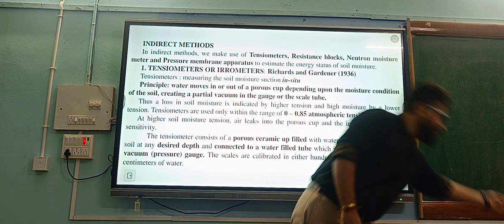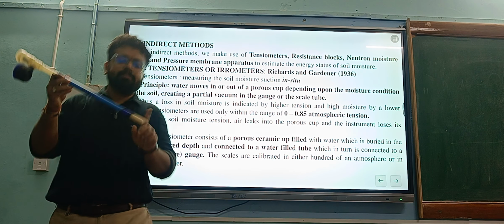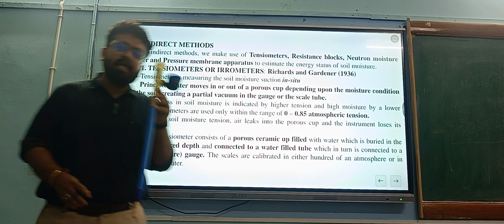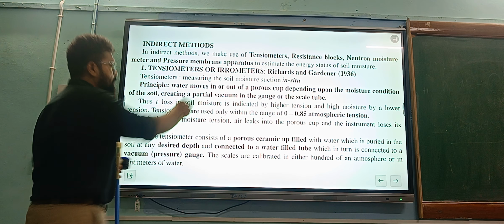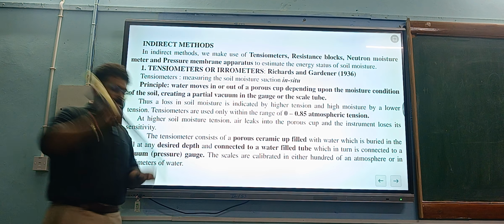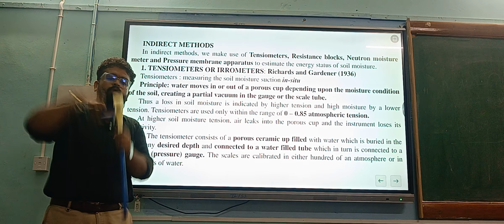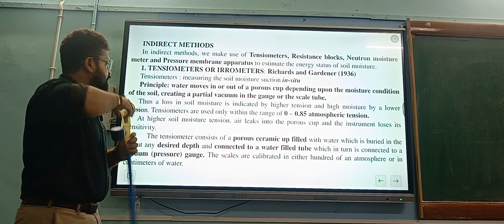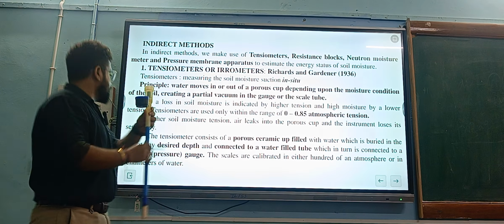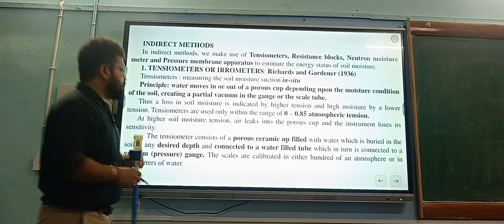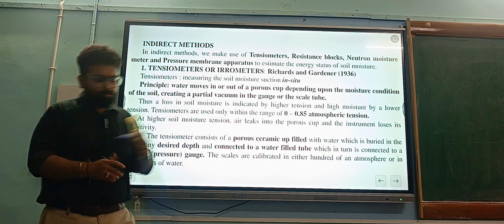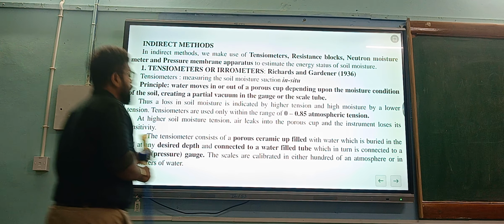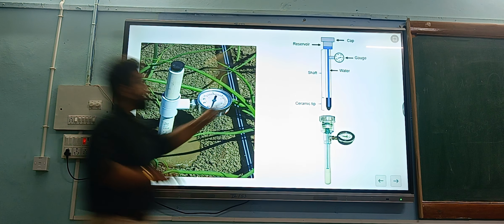This is the soil tensiometer. We call it an aerometer. This is the porous cup and this is the cap. This instrument is suitable up to 0.85 bar atmospheric tension. The tensiometer consists of a porous ceramic cup filled with water. We can open this cap and fill it with water, and it is then connected to a water-filled tube, which in turn is connected to a pressure vacuum gauge. The scales are calibrated in hundredths of an atmosphere. You can see here the scales are either in centibar or in bar. 1 bar is 100 centibar. So this is a tensiometer.